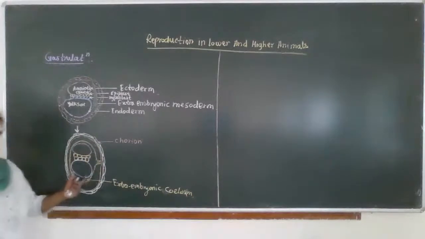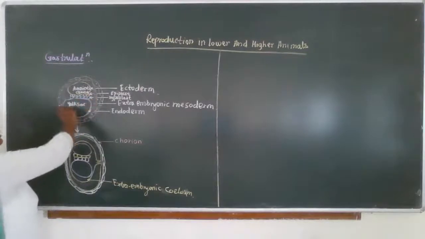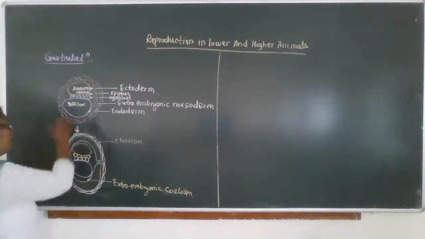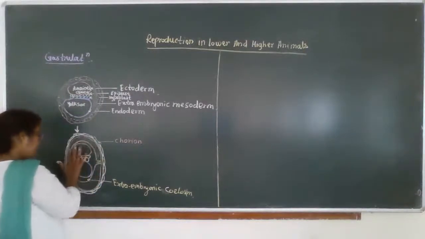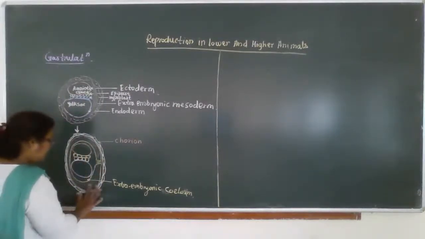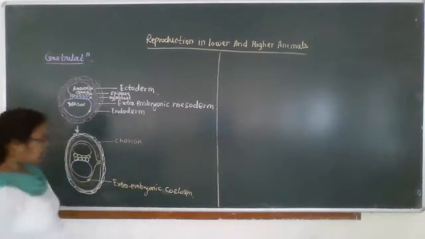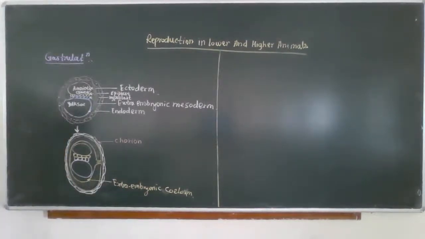Okay, this is the extra embryonic coelom. How does it get formed? From the mesoderm, the extra embryonic mesoderm. Within it a cavity appears and two layers get formed, which form the cavity. It is called the extra embryonic coelom. Okay, now here is the extra embryonic coelom.